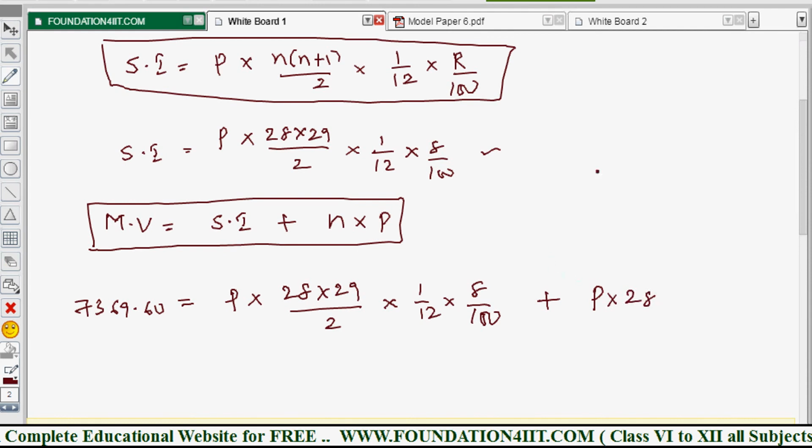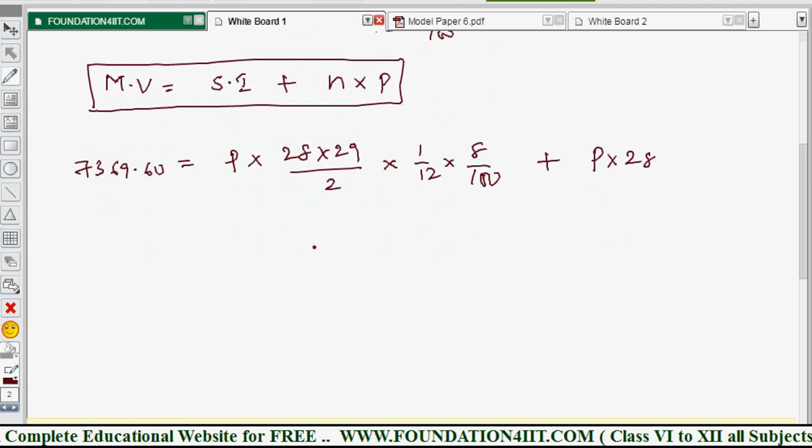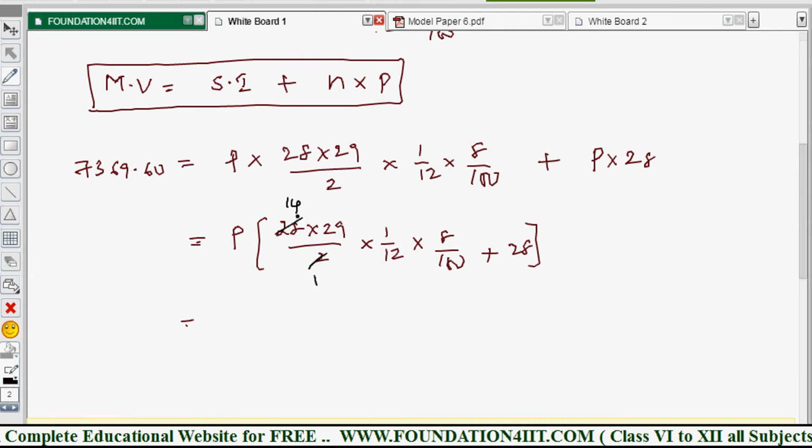Let us take the p common. You take the p common and remaining values you write and simplify, right? That is 28 into 29 divided by 2 into 1 by 12 into 8 by 100 plus 28, because p is the common. From this you can cancel some values and finally you can find out the value of the p. So 2 ones, 2 14s are 28, right?